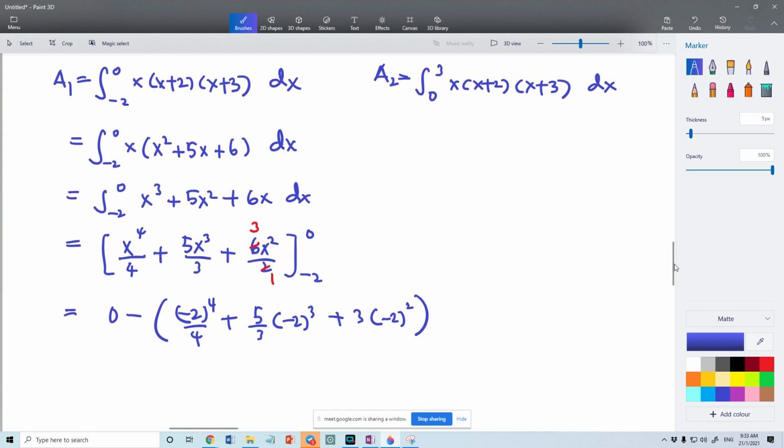Okay, what is our answer? Equal 0 minus, program your calculator, x power of 4 over 4 plus 5 over 3 x power of 3 plus 3 x square, and when you press negative 2 you will get 8 over 3 if I'm not mistaken. Is that right? We got 8 over 3, right?